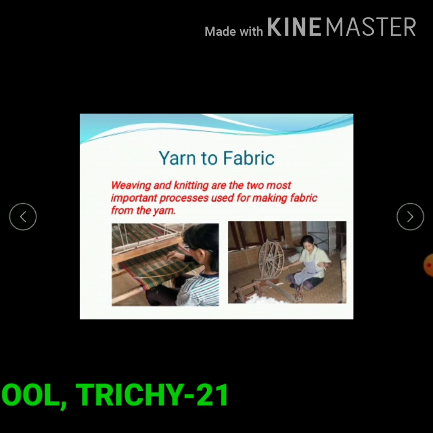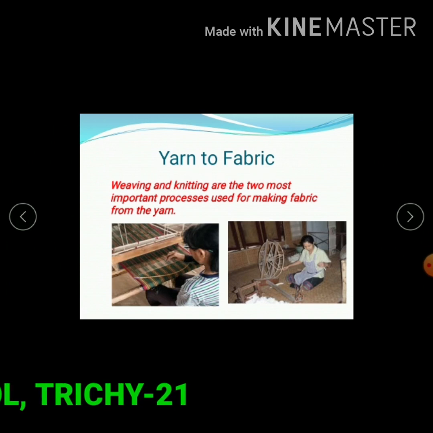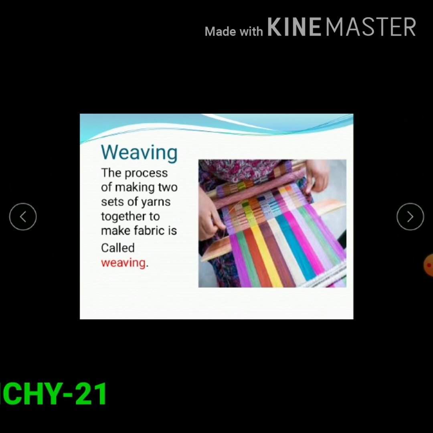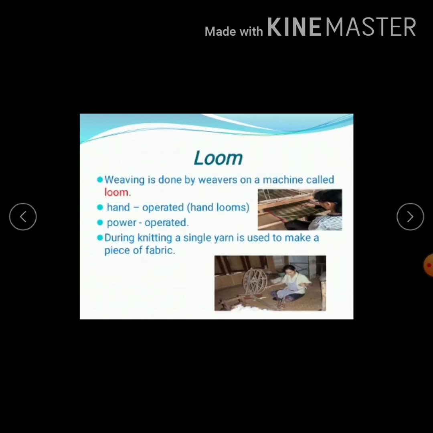So next, from yarn to fabric. Weaving and knitting are the two most important processes used for making fabric from the yarn. So what is weaving? The process of making two sets of yarn together to make fabric is called weaving. Here fabric is a cloth.